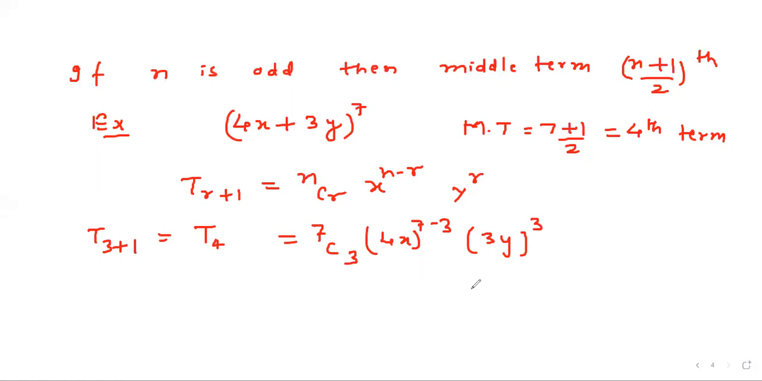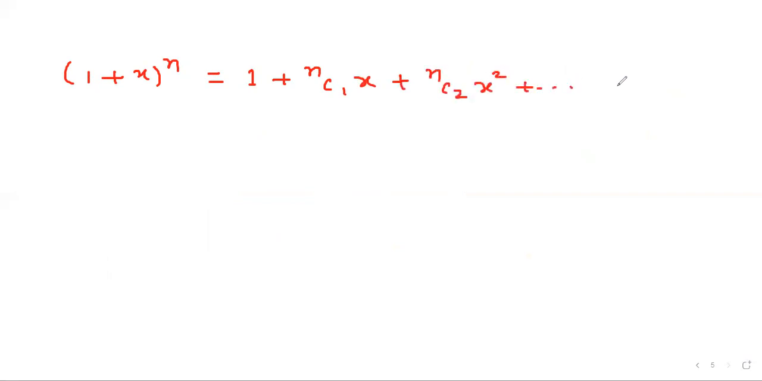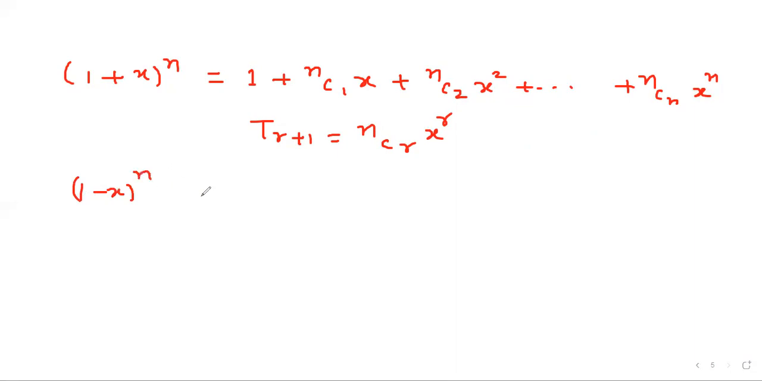Now another expansion. So let's see. Suppose we are given (1 + x)^n. It will become nC0, that is 1, plus nC1 x plus nC2 x^2 and so on, and the nth term will be nCn x^n. Its general term, T(r+1), will be nCr x^r. Similarly, (1 - x)^n can be written as 1 minus nC1 x.